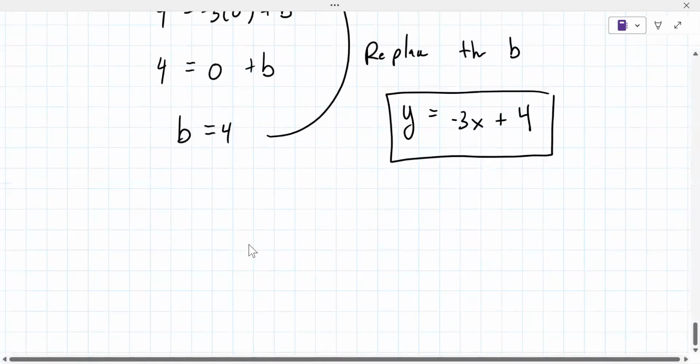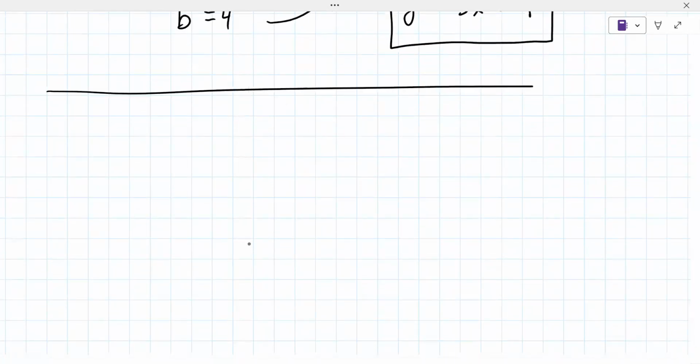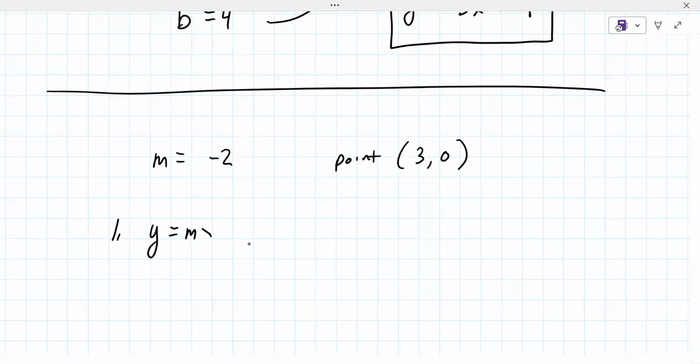Okay, so let's try another one here. Let's say I tell you that the slope is -2, and this time it goes through the point 3, 0. So you start by writing Y equals mx plus B. And then you would turn it into Y equals -2x plus B. Good.